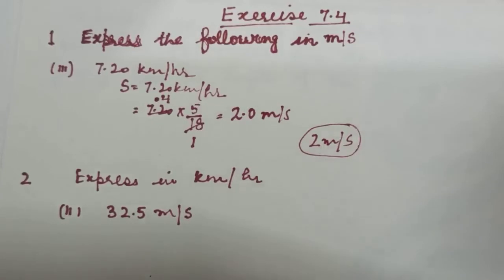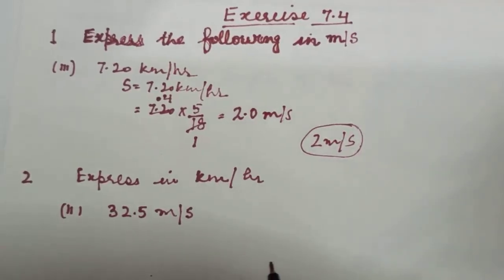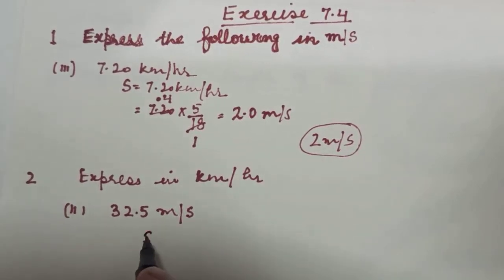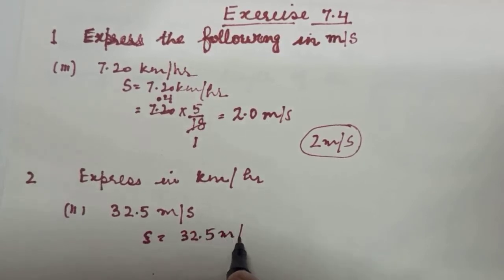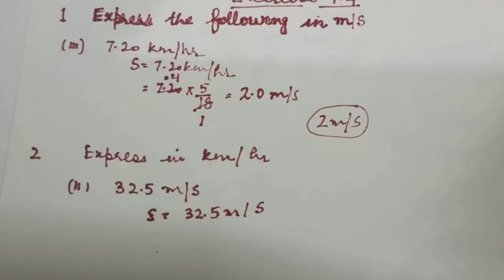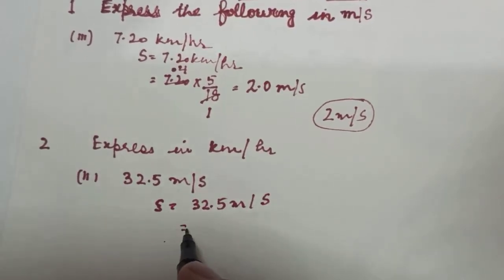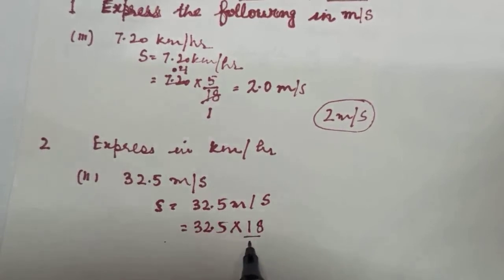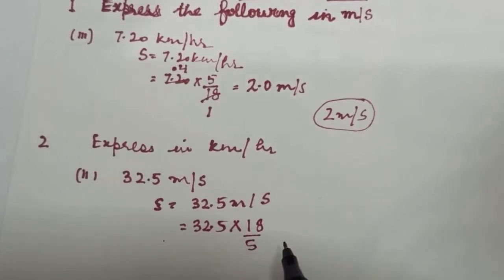Alright, okay. Then the second question is, express in kilometer per hour. Now speed is given to us in the second part, 32.5 meter per second, and when we have to convert it in kilometer per hour, we have to multiply it with 18 on 5, bigger number in the numerator.